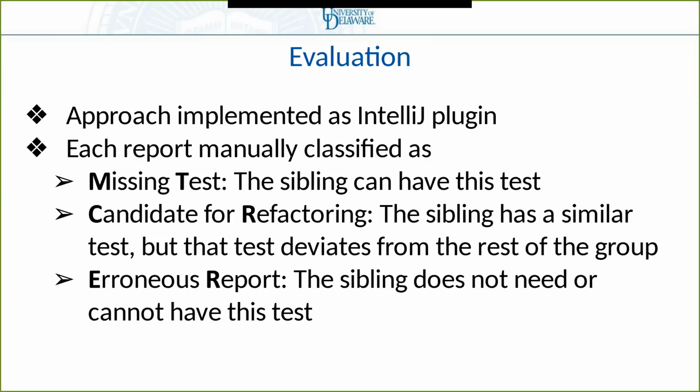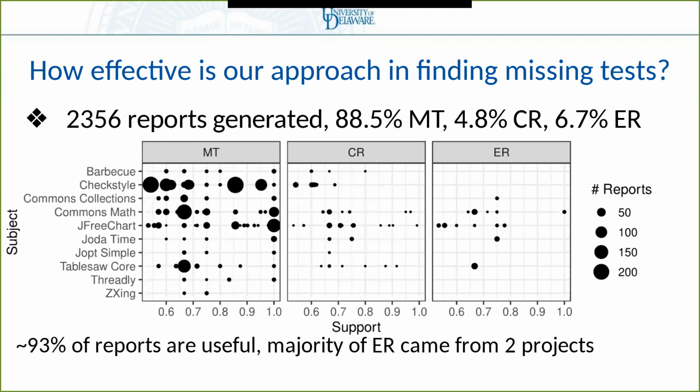Of the approximately 2,100 siblings found, approximately 1,000 had at least one report. The average number of reports for these siblings was around 2. This figure shows the distribution of reports by category for each subject, separated by the support level of the report. For example, TableSaw has approximately 150 missing test reports at the 0.66 support level. The main takeaway is that the vast majority of reports are useful, and most erroneous reports come from 2 projects. This indicates that there are project-specific factors that can influence the effectiveness of the approach, but these factors do not have a major negative impact overall.